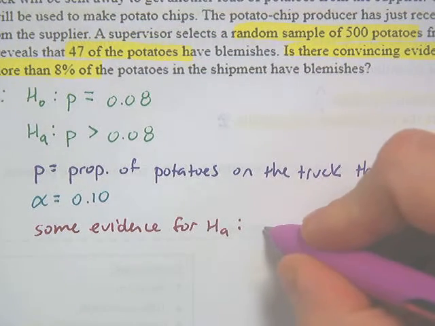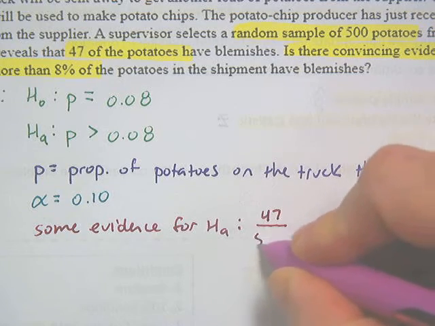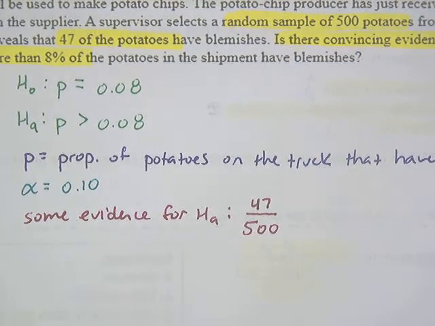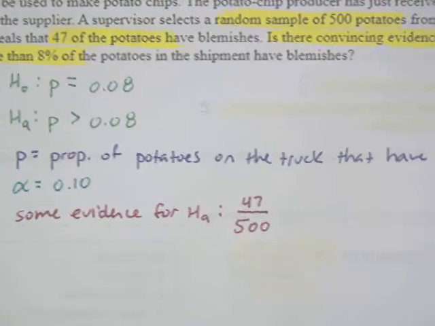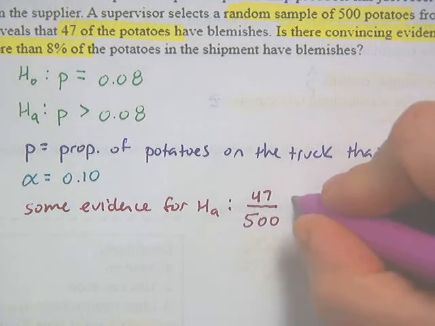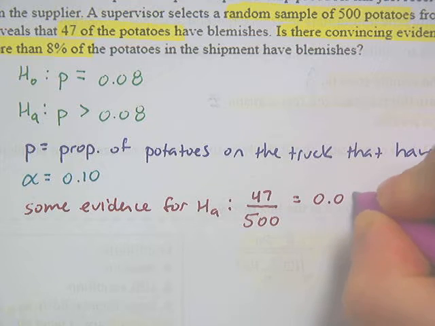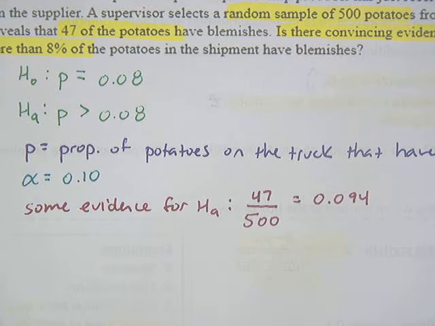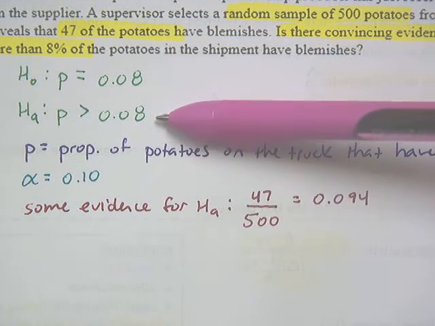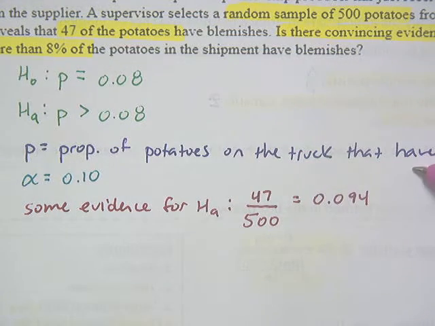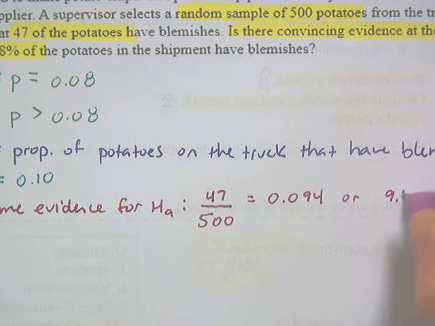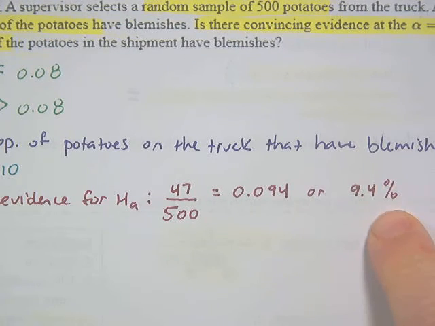Check this out. I took a sample of 500, and it turns out that 47 of the 500 potatoes in the sample had blemishes. If you grab a calculator and divide that out, you get something greater than 8%. You get like 9.4%. There is a little bit of evidence, some evidence that this is true. If it makes more sense for you to put it in percentages, you're always more than welcome to do that. Either is good for me.